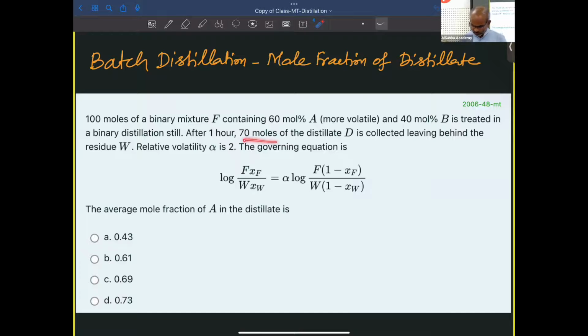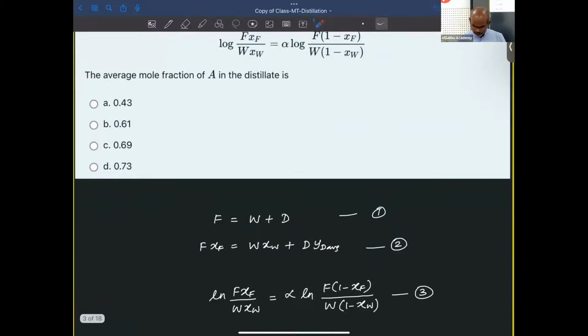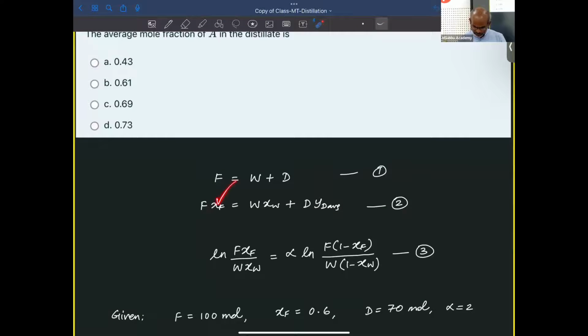So 70 moles of distillate. The amount of D is known, and we can also calculate the amount of residue, because F equals D plus W. So D, W, F, and the initial composition are known. So we need to find y_D average.